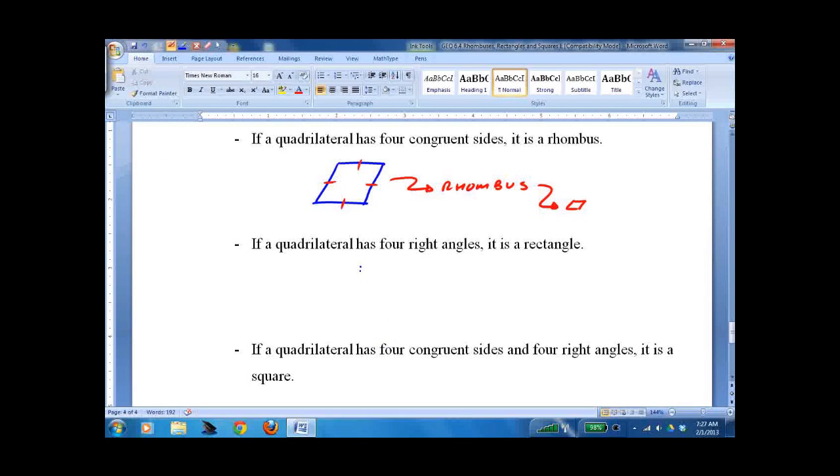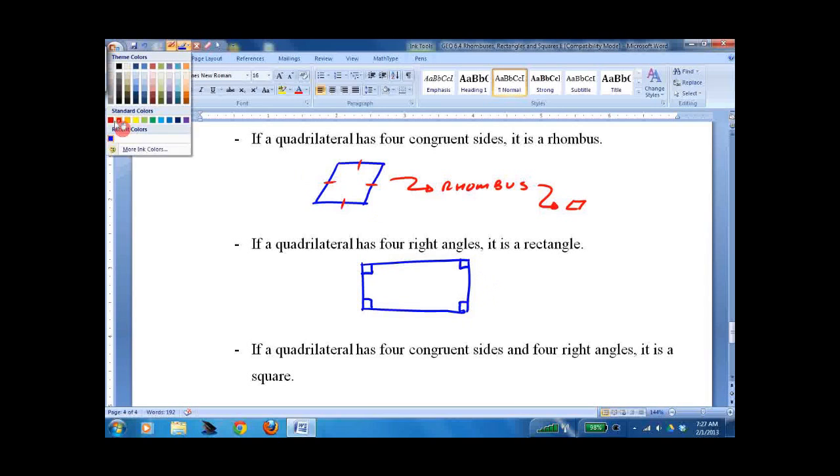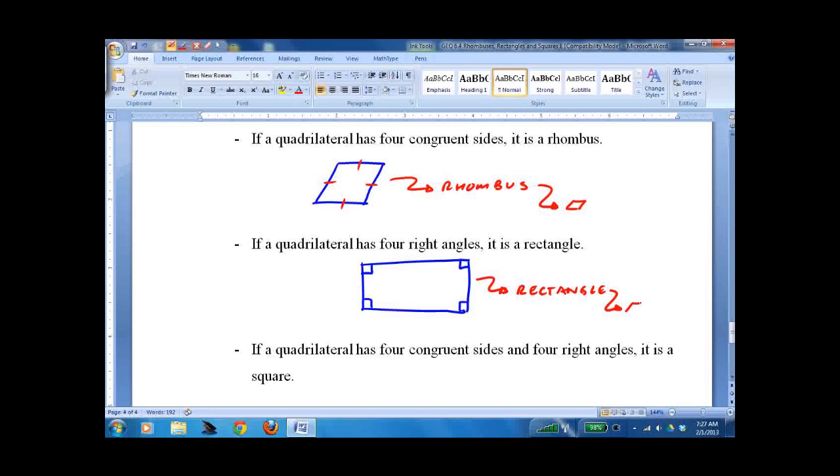Same thing for a rectangle. I have a quadrilateral with 4 congruent sides. Pardon me, 4 right angles. Then we know it's a rectangle. Notice I can't abbreviate rectangle. I could stop there, but I can't draw a little shape because the shape means parallelogram. If it's a rectangle, it's also a parallelogram.